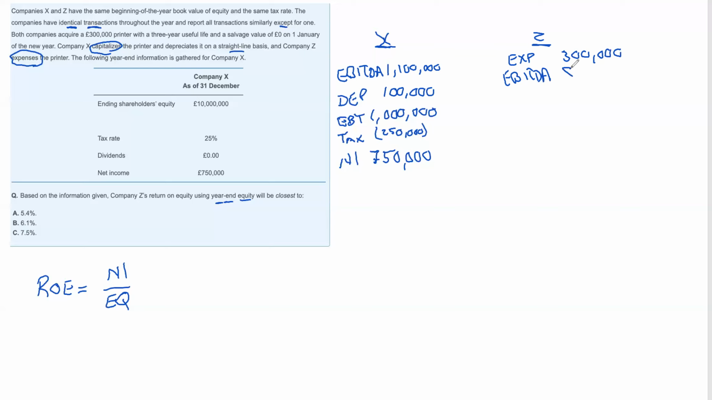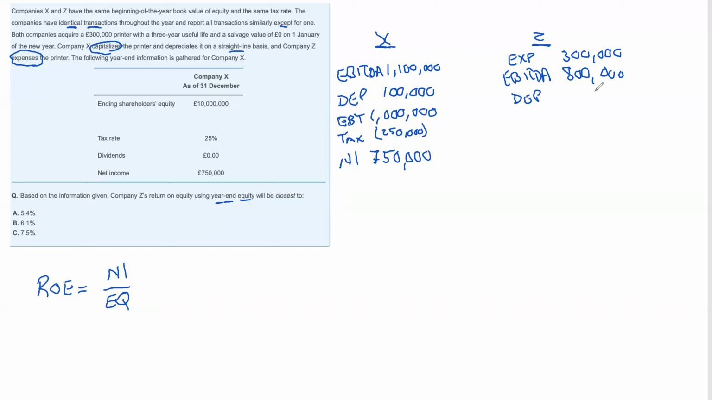So it's going to be 800,000. Remember, everything else is the same. I didn't go all the way up to sales and such, but it would be the same. So I hope that you can do this connection right there. Now let's follow through. Company Z, depreciation expense.